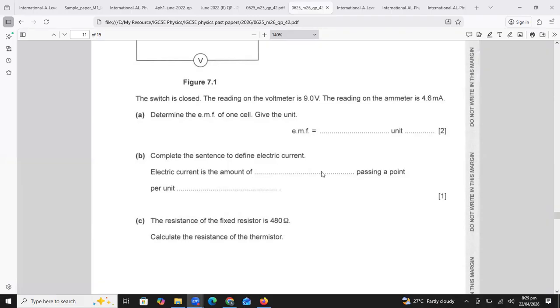Amount of electrons we cannot write, obviously. Electrons are a number of electrons. Electron is a discrete quantity, not continuous. So it means that electric current is the amount of charge passing a point per unit time.